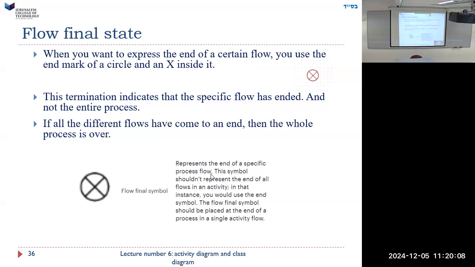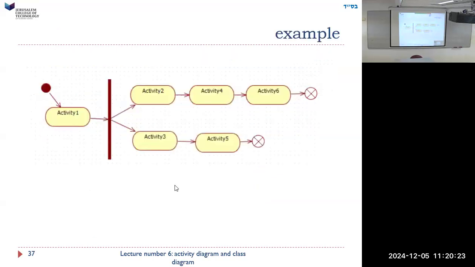Represented by the end of the specific process flow. The symbol shouldn't represent the end of all flows in an activity. At that instance, you would use the end symbol, which is the bullseye. The flow final symbol should be placed at the end of the process in a single activity flow. Okay, so here you go.